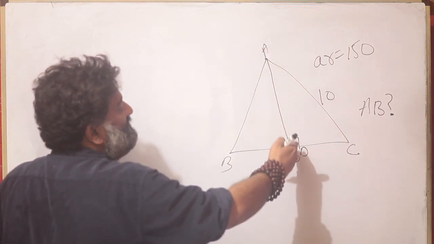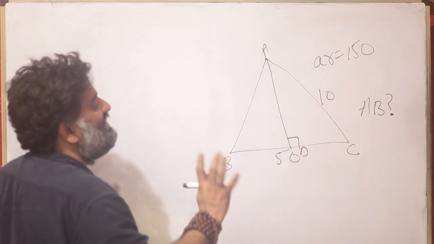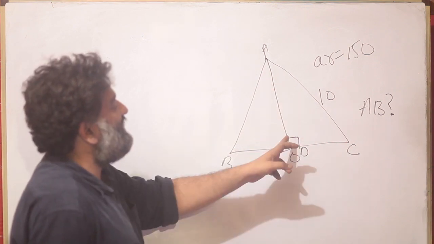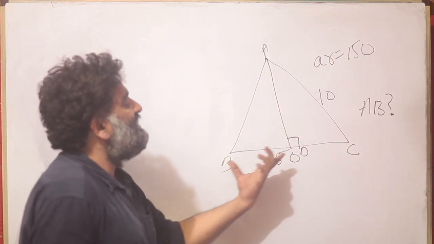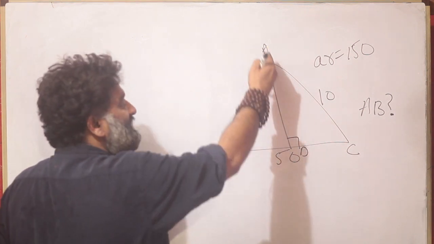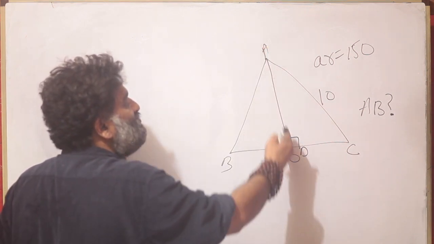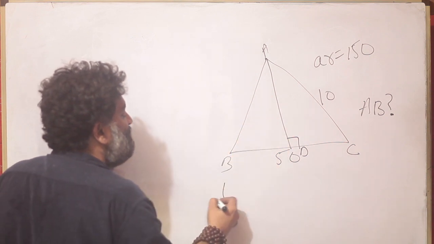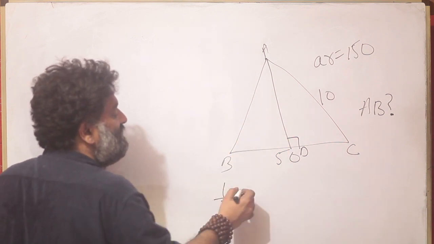So say I drop a perpendicular, and remember this is not an isosceles triangle. That means this is not an angle bisector, and this is not getting divided into two equal parts. So you know nothing, no such thing, only that you're thinking of this as the altitude or the height of the triangle.